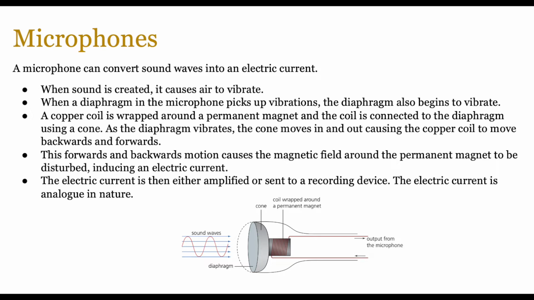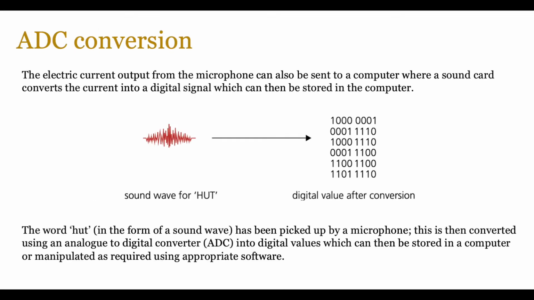And this electric current is then either amplified or sent to a recording device. And the electric current is analog in nature. Now, once this electric current is output from the microphone, it's sent to a computer where a sound card normally converts the current into a digital signal, which then can be stored in the computer. So the sound card probably will be using an analog to digital conversion process.